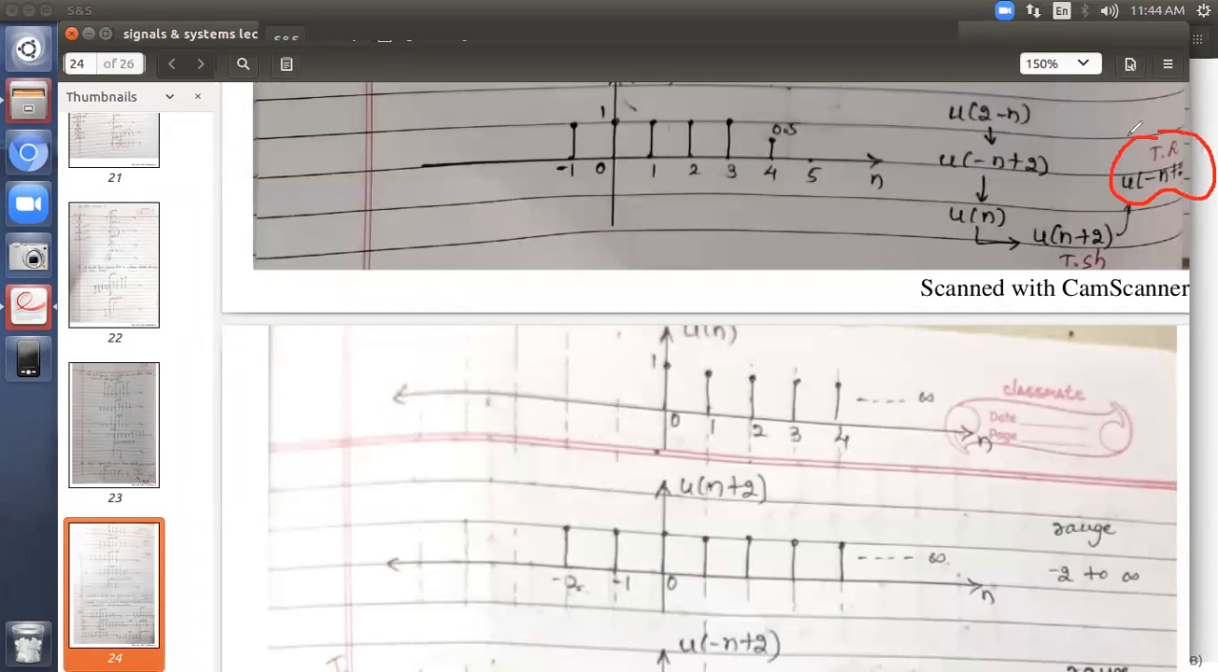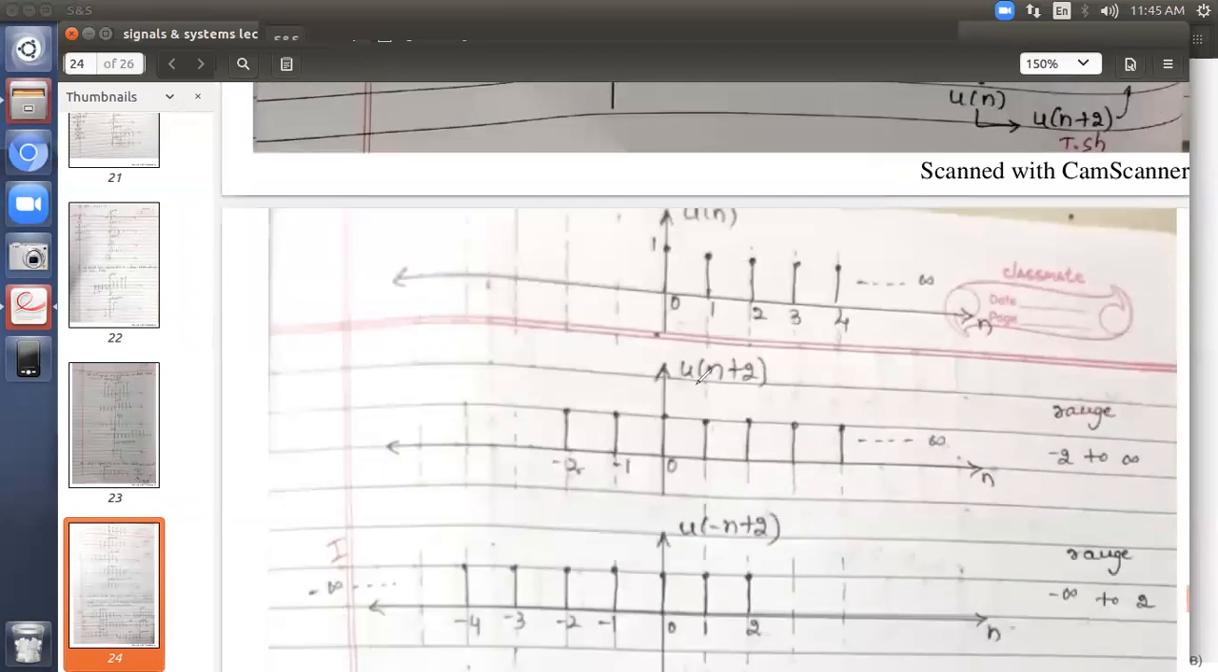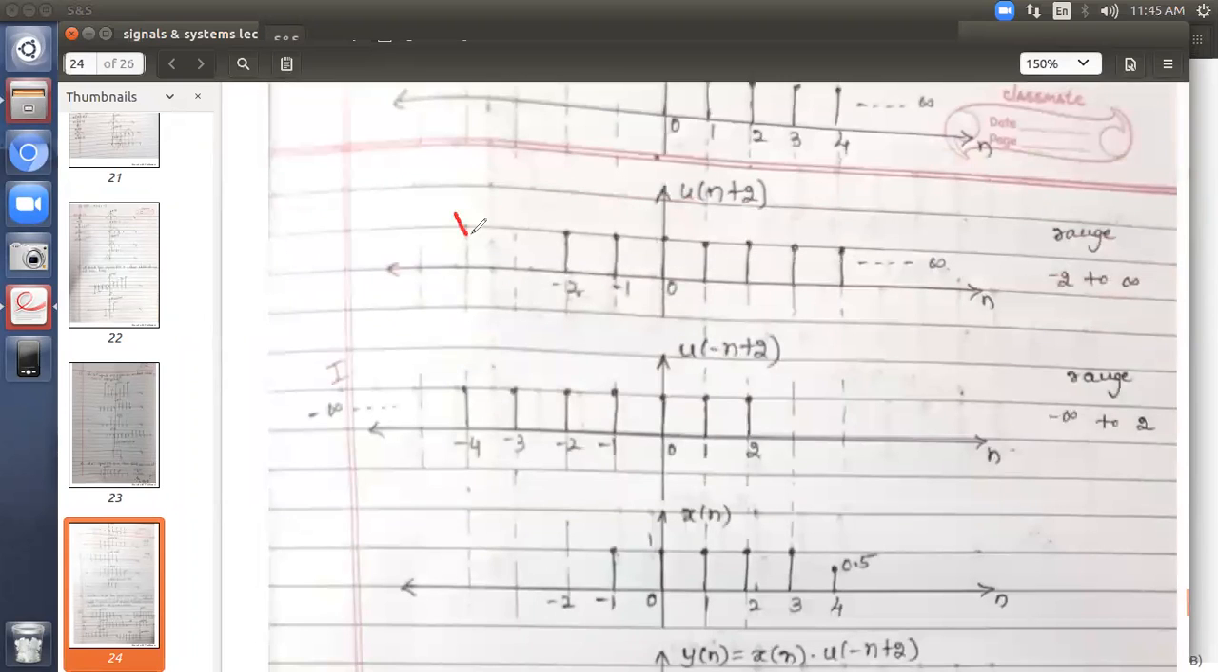Reflection means you have to take all negatives. Negative means whatever positive time value you have, make it negative and vice versa. Reverse it. Take the mirror image. Now, for this, we want a mirror image. What I said, time values, let me just put it here, up to different n values.